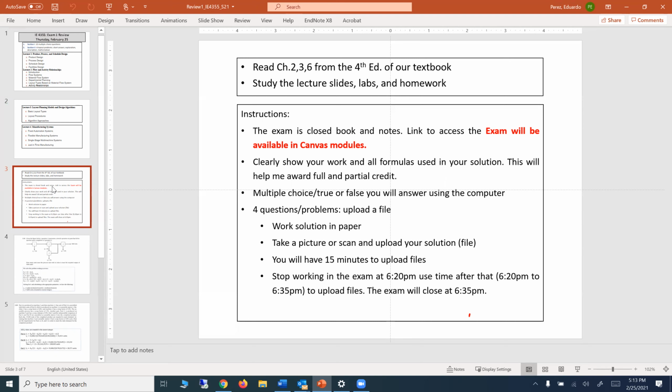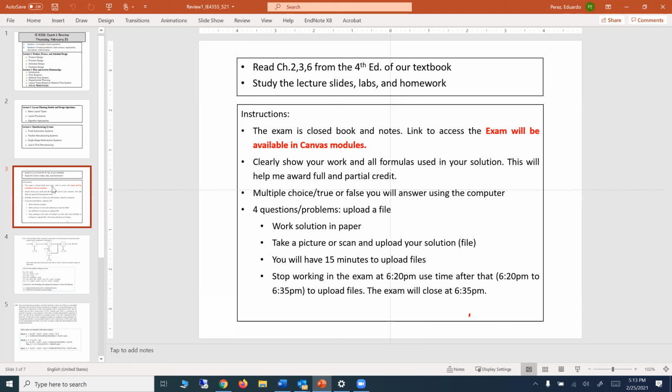In terms of the instructions, the exam is closed book and notes. As I mentioned at the beginning, you will have a link to access the exam in Canvas. If you go to the modules and look for the March the 2nd date, you'll find the link for the exam inside that module.